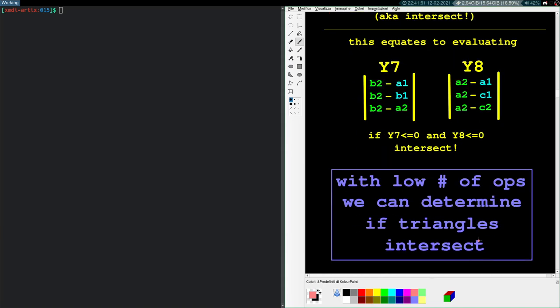So basically, with a very small number of operations, we can determine if triangles intersect, especially on average, when you consider the fact that we're throwing away almost all of the possible intersection cases in the first phase of the algorithm, and then even more in the second phase. It's very efficient on average for us to evaluate whether or not faces intersect, because you may have a model with thousands and thousands, or even millions, of triangular faces. You want this to be very efficient in terms of number of operations.